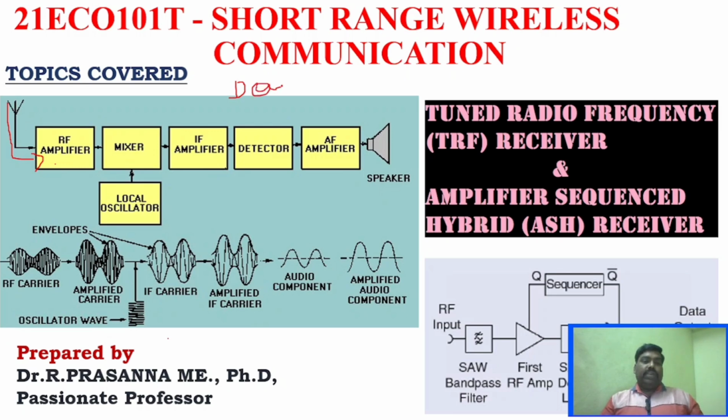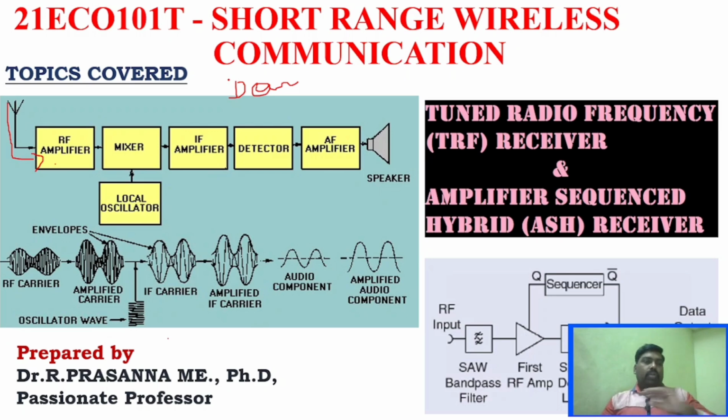Down conversion. So what is down conversion? We know that on the transmitting side, we would have amplified the signal and we would have transmitted using the antenna. And at the receiving side, what we have to do is first convert that high frequency signal to an intermediate signal so that we can process that particular signal and we can detect the original data that is transmitted, right? So that is a very important step, which is called down conversion, right?